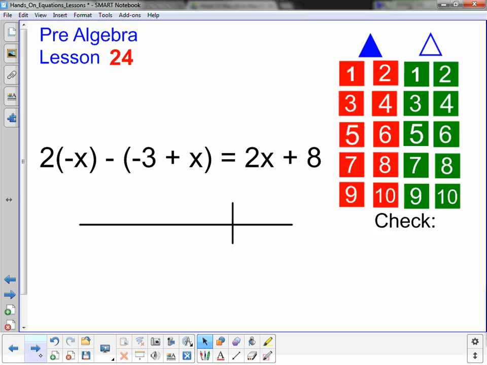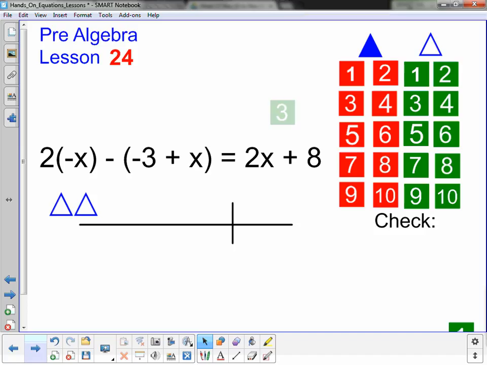Let's try a new problem. This time I have 2 times the opposite of x minus a -3 plus x equaling 2x plus 8. So I can take care of that first part. I've got 2 -x's. Why did I grab a 1? I don't know why that is. 2 -x's. Now I have to take away this.